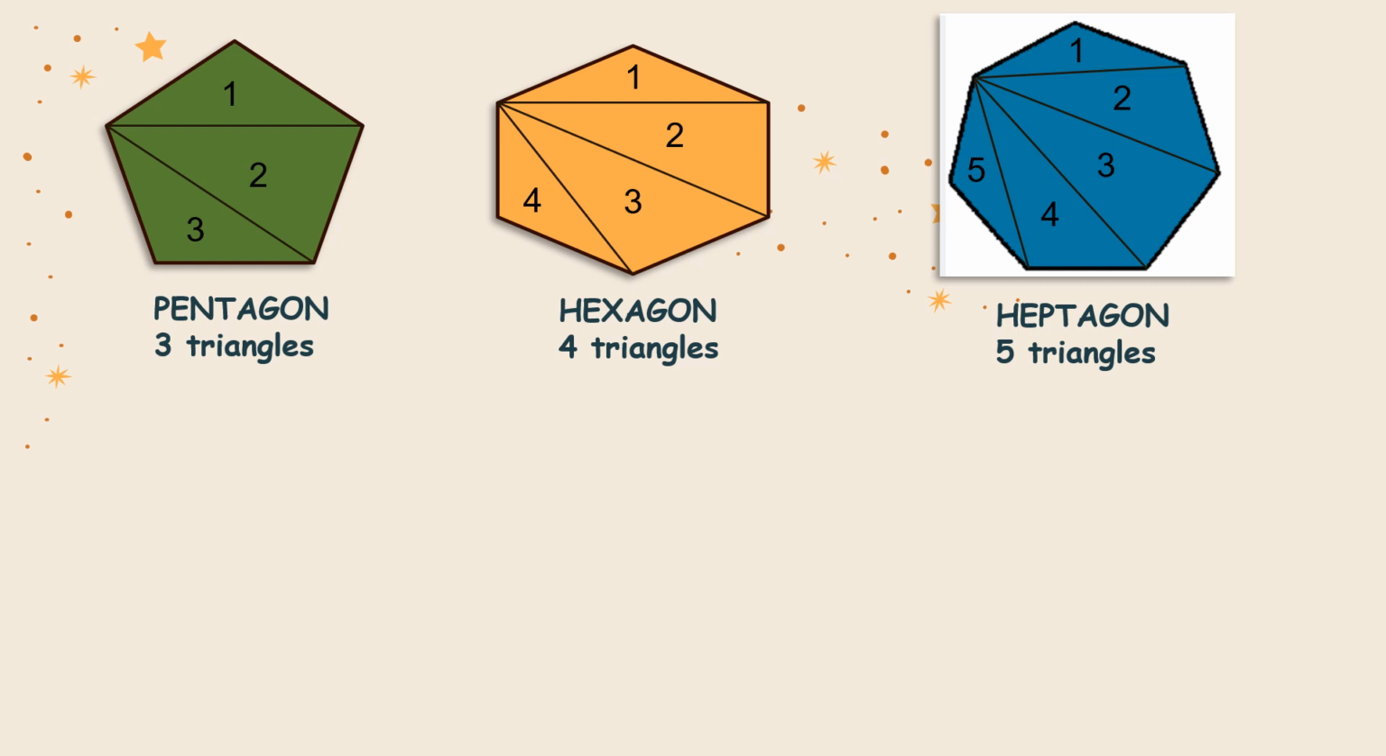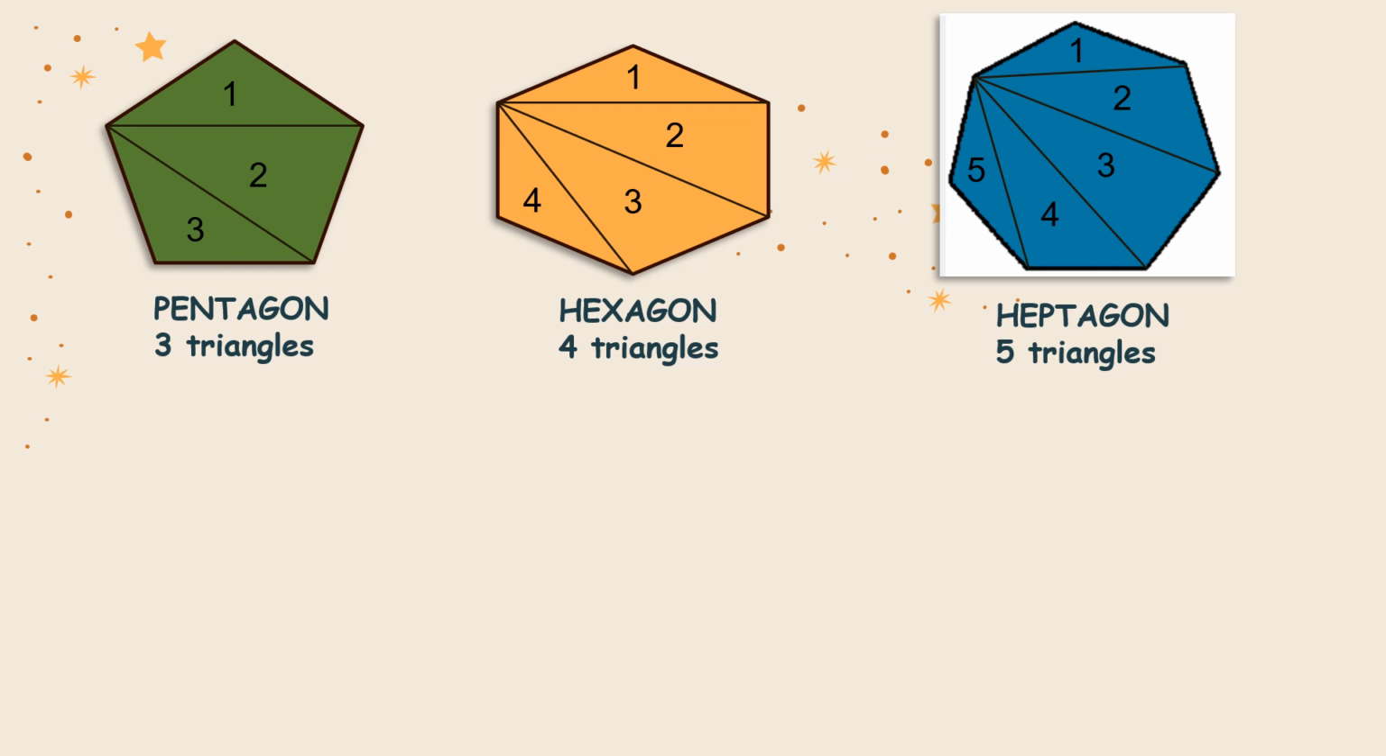Now, you may be wondering why I have drawn these lines inside the polygon, isn't it? Before going into this experiment, you have to have the prerequisite knowledge of the angle sum property of a triangle. I will tell you later why you need it. So what is the angle sum property of a triangle? 180 degrees.